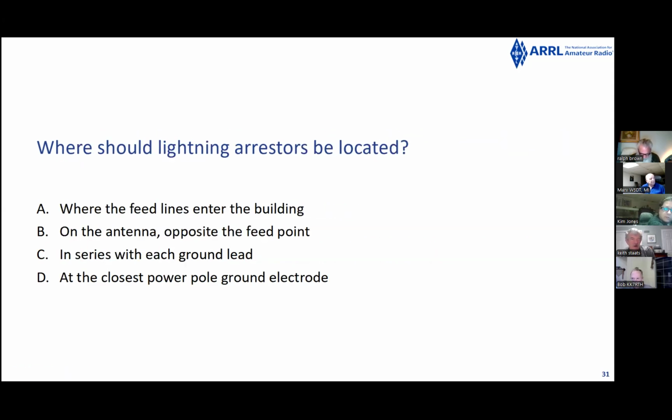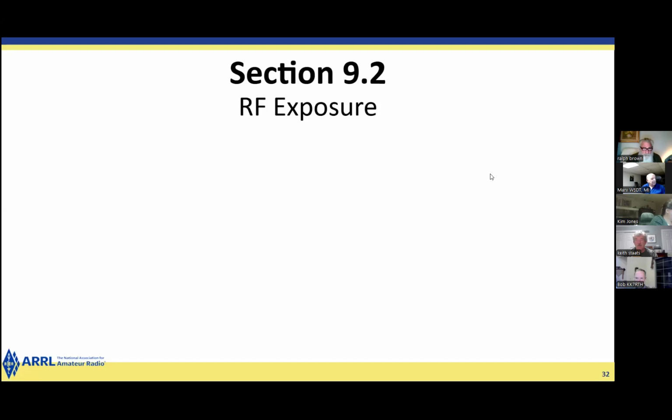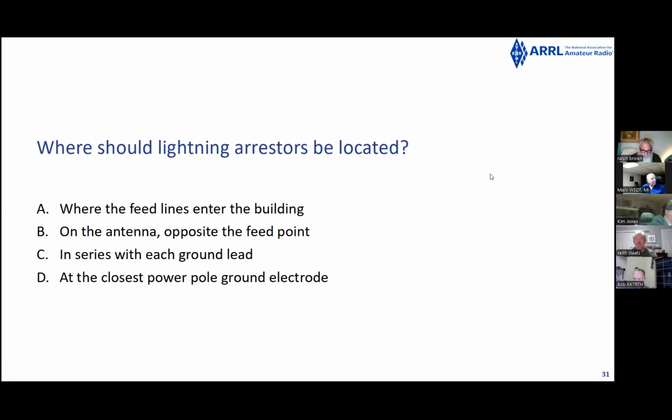Where should lightning arresters be located? Where the feed lines enter the building, on the antenna opposite the feed point, in series with each ground lead, at the closest power pole ground electrode. Where the feed lines enter the building. Yep, A.